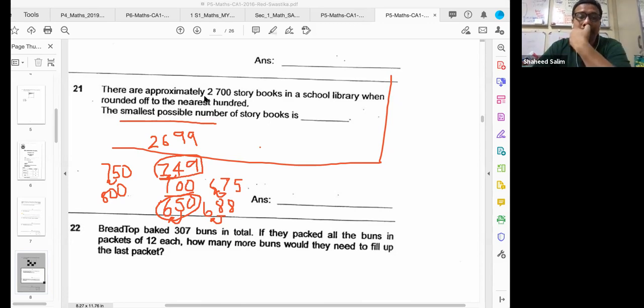Now they're asking you, this now is after rounding off to the nearest 100. What is the smallest possible number? Must be less than 2,700. Must be less. What is it?